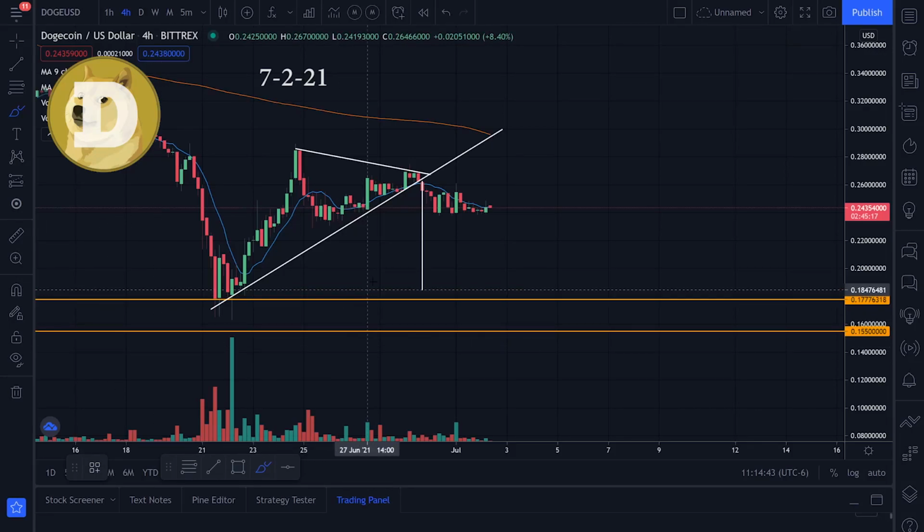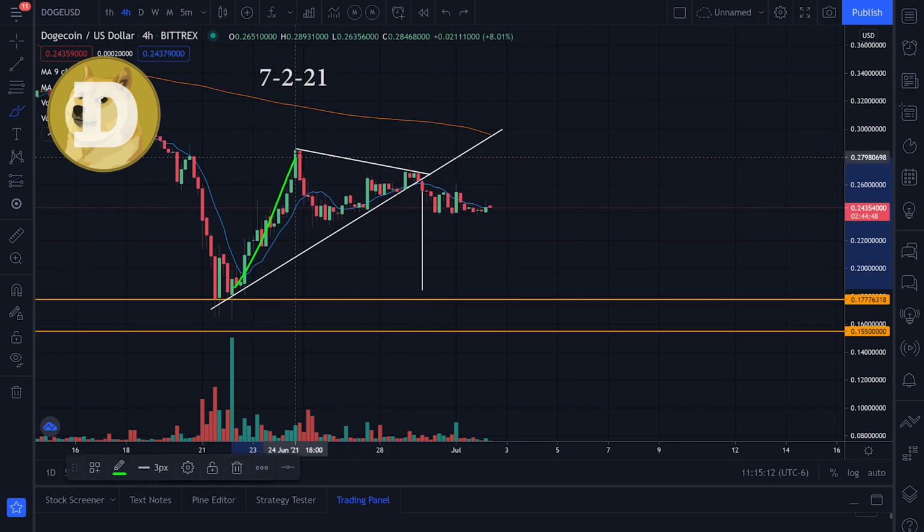Let's take a look at the chart action for Dogecoin. Alright, so in my last video we were talking about this trend line that we had going to the upside. We're on the 4-hour time frame right now, and we had support right here and right here pretty much. So we were watching this uptrend. We broke this trend line right here.